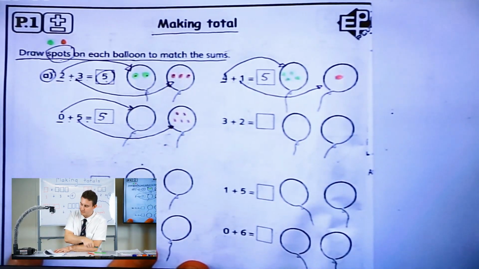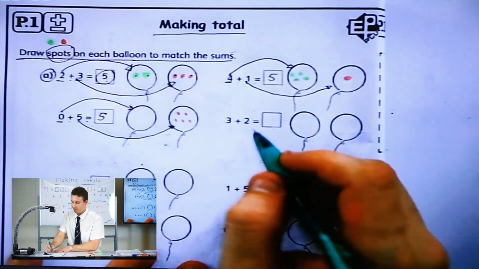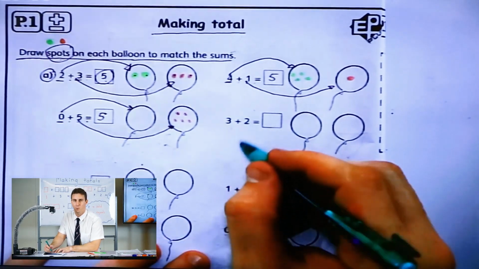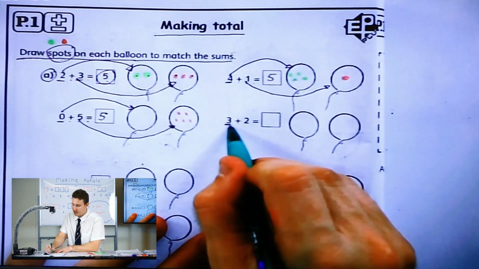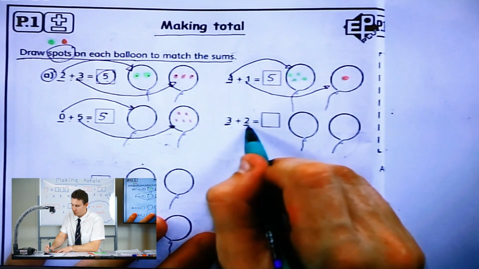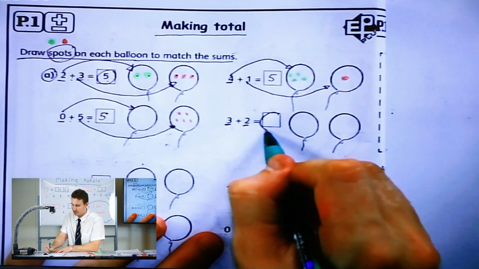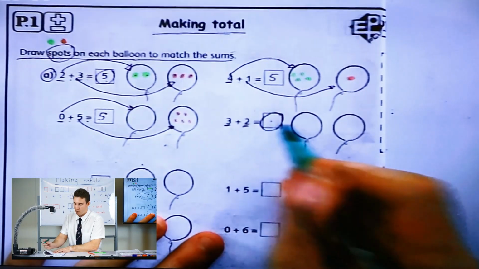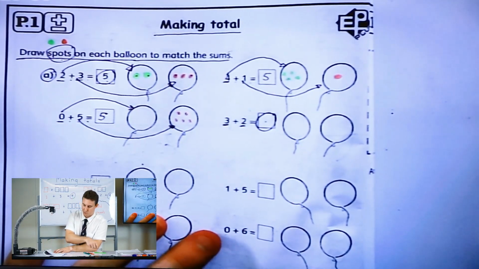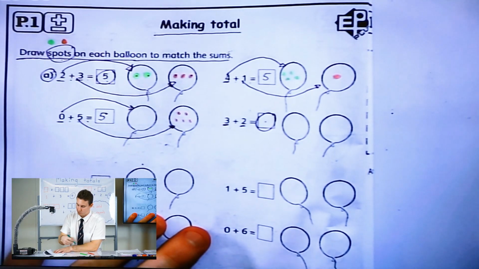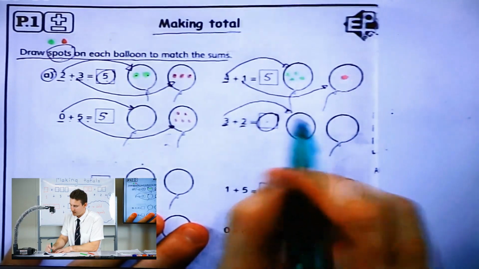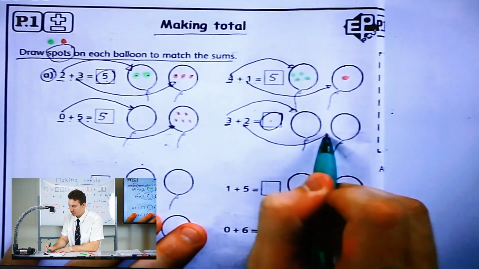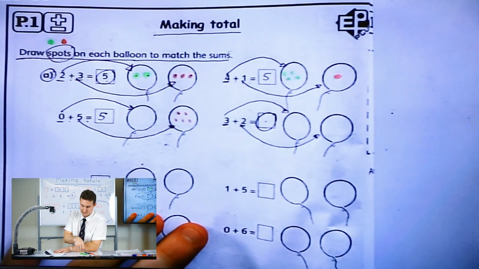Very good. Now let's go to the last example, and we'll do it a different way this time. Show you a different way. We have 3 plus 2 equals, what is that? But now let's draw the spots first to help you. So we'll draw in 3 into the first one, 2 into the second one.